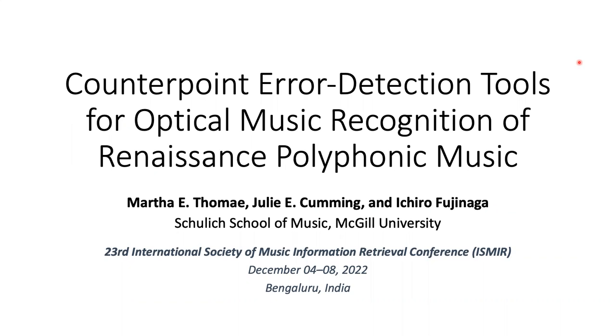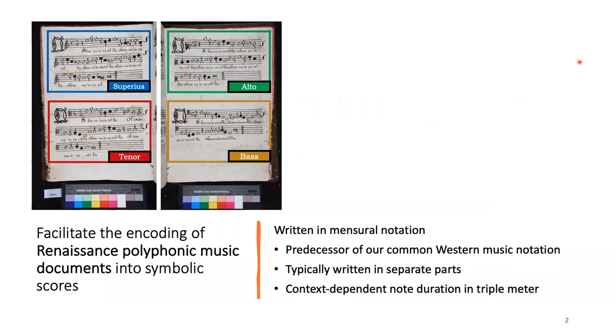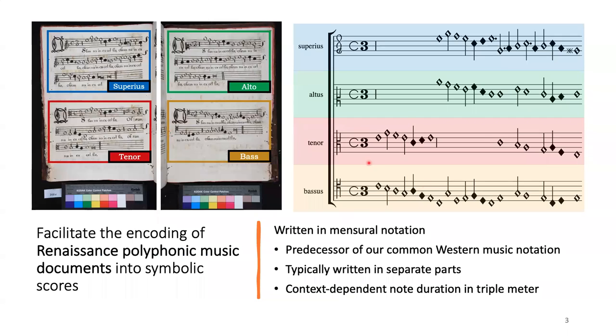Renaissance polyphonic music documents tend to look like this. They are written in mensural notation, an early music notation system. They are typically written with the voices in separate parts rather than having them lined up vertically in a score layout like the one on the right. Another characteristic of the notation is that interpreting the duration of the notes requires specialized knowledge, since duration is context-dependent in triple meter pieces like this one.